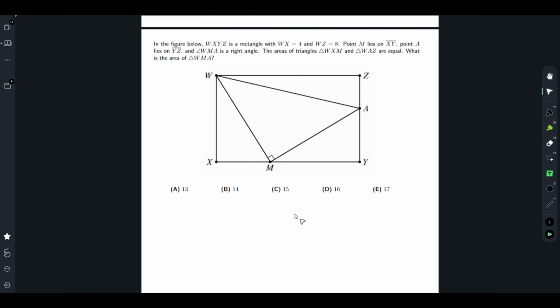Number 11. In the figure below, WXYZ is a rectangle with WX is 4 and WZ is 8. Point M lies on XY, point A lies on YZ, and angle WMA is a right angle. Areas of triangles WXM and WAZ are equal. What is the area of WMA?